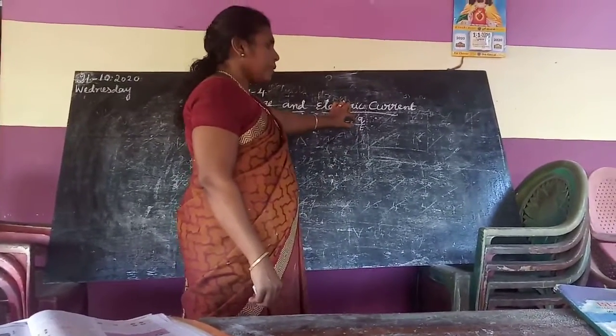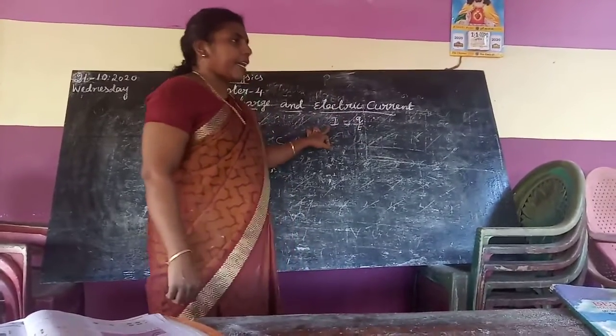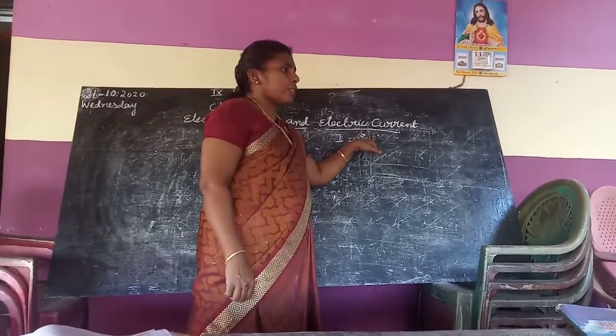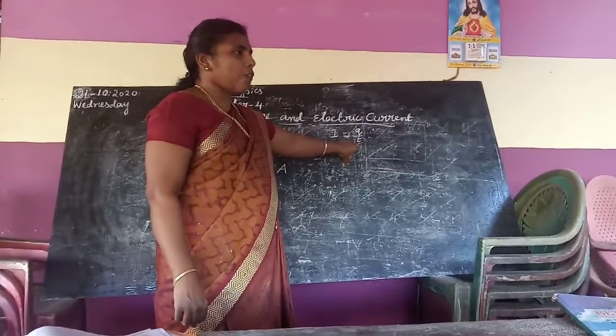Q means electric charge, I is electric current, T is time. What is the unit of electric current? Ampere is the unit of electric current. What is the unit of electric charge? Coulomb is the unit of electric charge. What is the unit of time? Second is the unit of time.